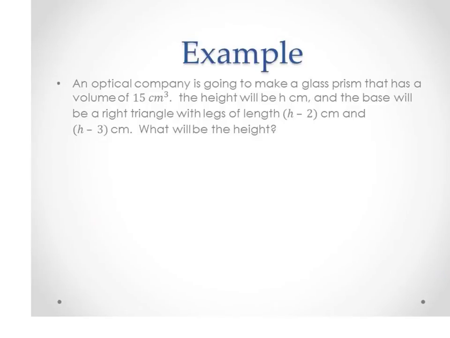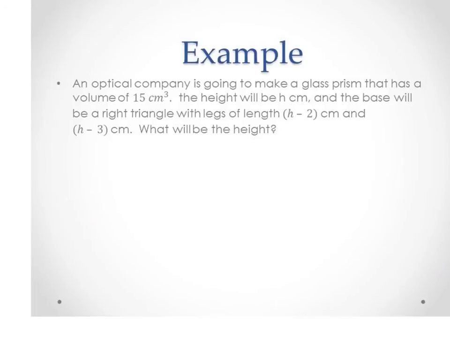Alright, to end with a word problem: an optical company is going to make a glass prism that has a volume of 15 centimeters cubed. The height will be h centimeters, the base will be a right triangle with legs of length h minus 2 centimeters and h minus 3 centimeters. What will be the height?